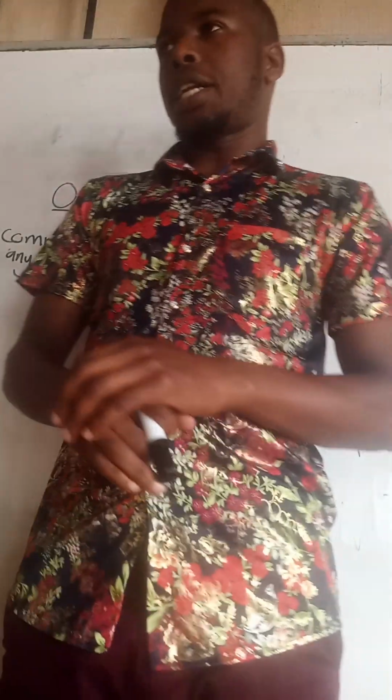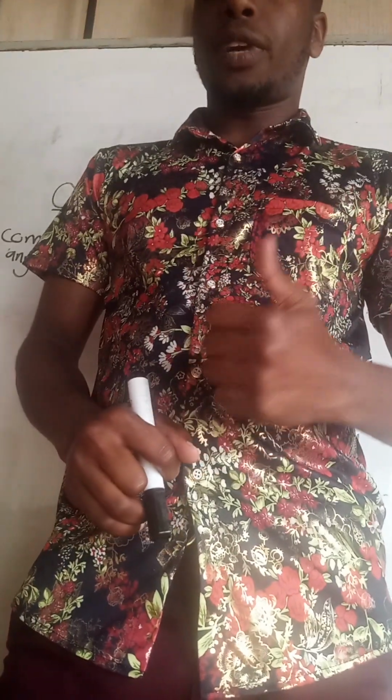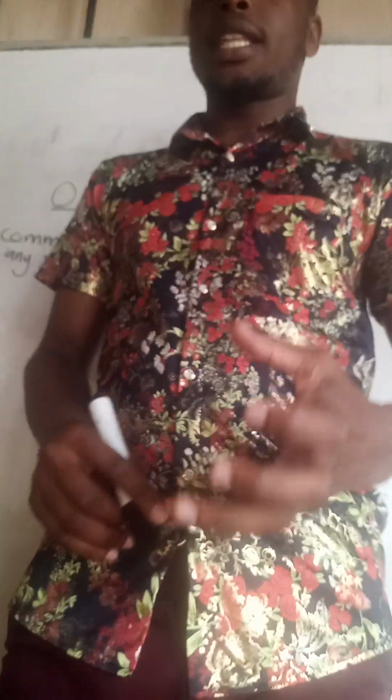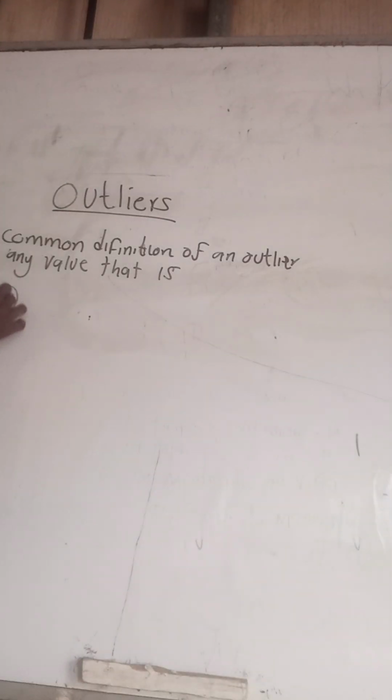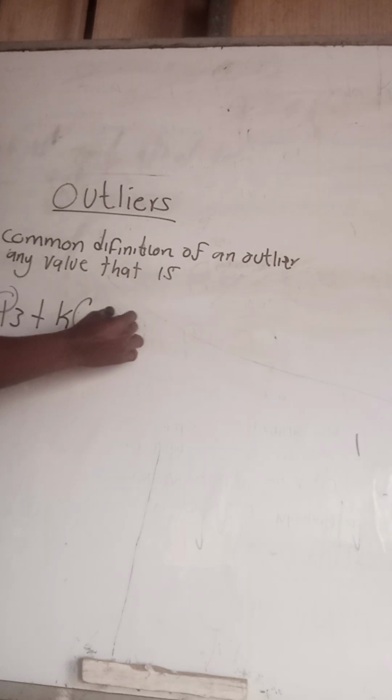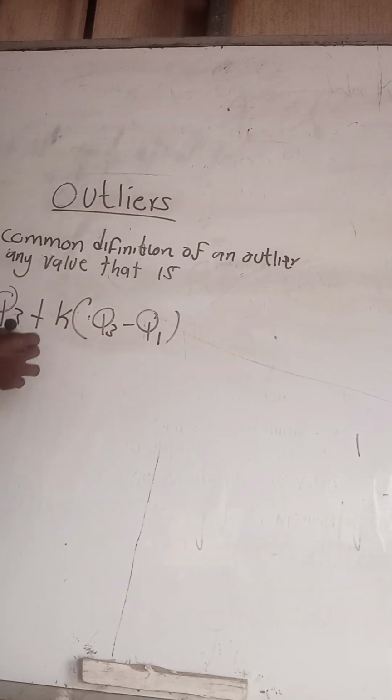And the interquartile range is given by finding the difference between the upper quartile and the lower quartile. So the first point we've said, a common definition of an outlier is any value that is either greater than the upper quartile, that is Q3, we add a constant, which is K, multiplied by the interquartile range, which is given as the upper quartile Q3 minus the lower quartile Q1. So any value that is greater than this is what we are calling an outlier.